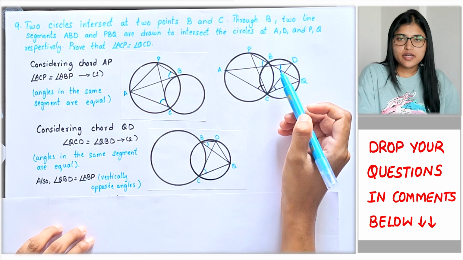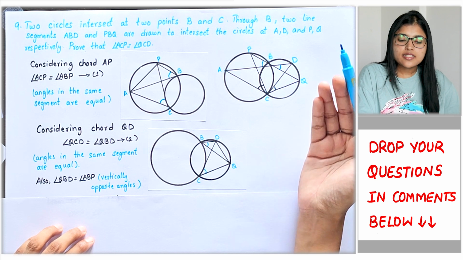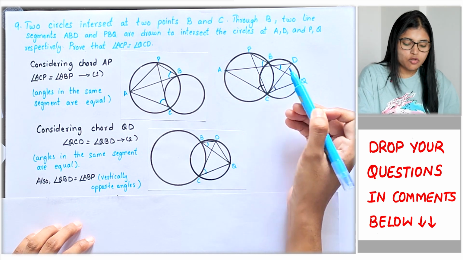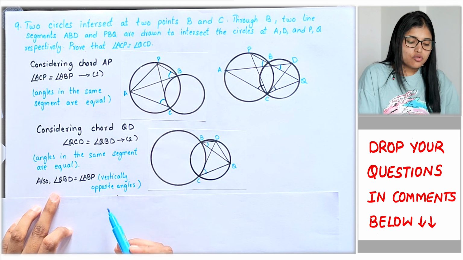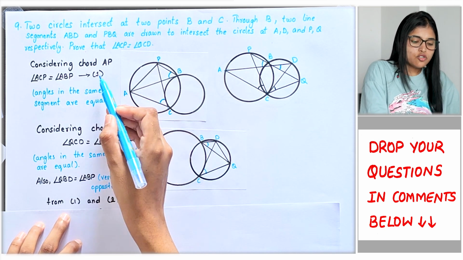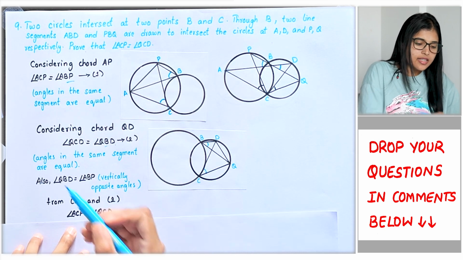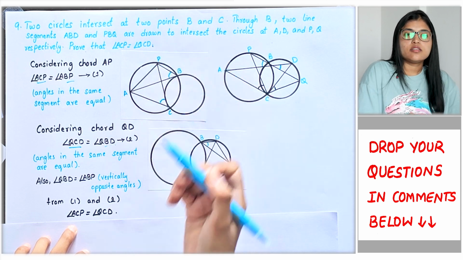However, in the question we were given that through the point B, two line segments are drawn. So when two line segments are drawn through one point, we know that vertically opposite angles will be equal. So I can say QBD equals ABP. So from 1 and 2, if QBD and ABP are equal, I can say that ACP and QCD are also equal, proving the question here.